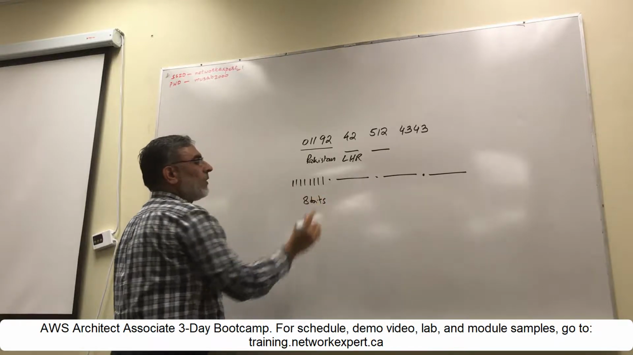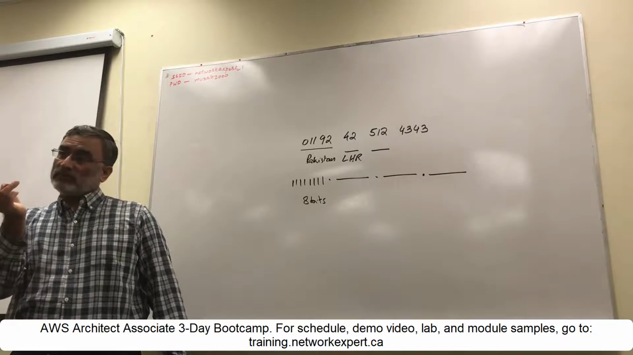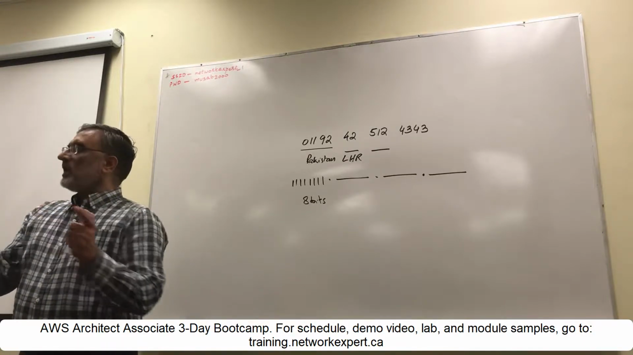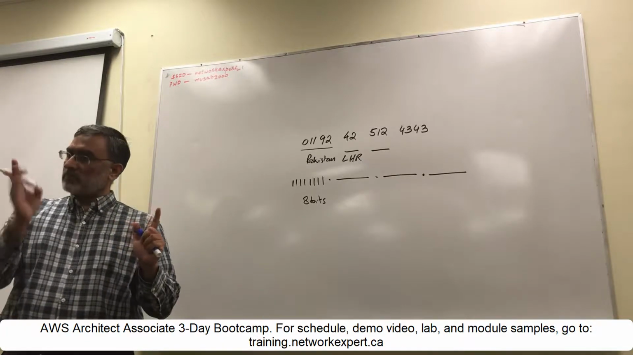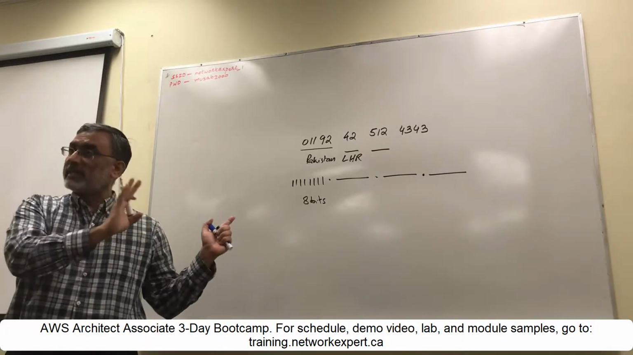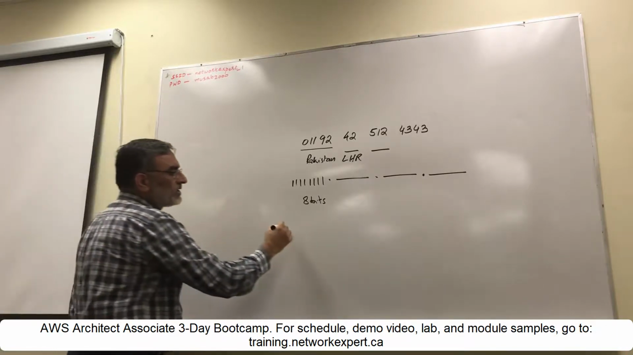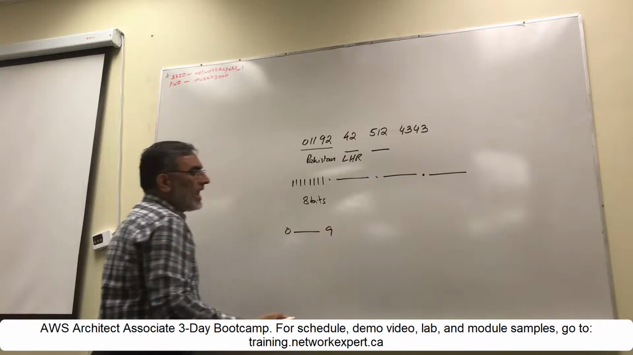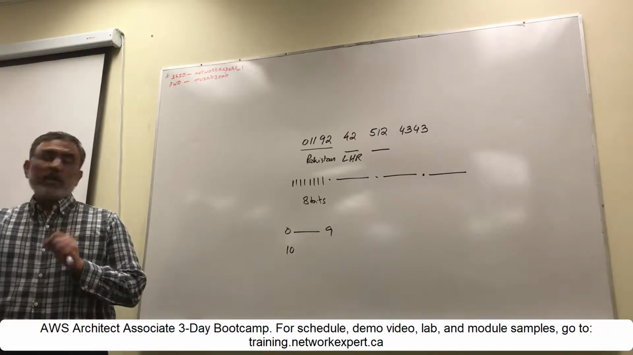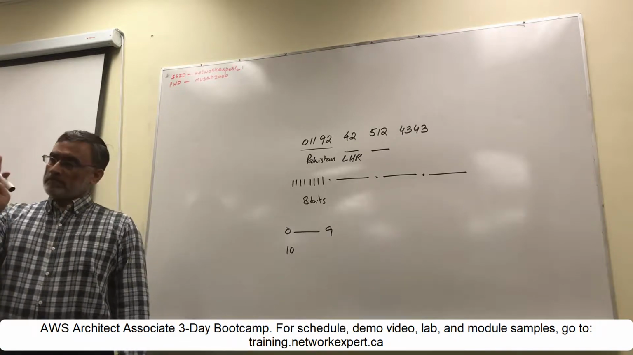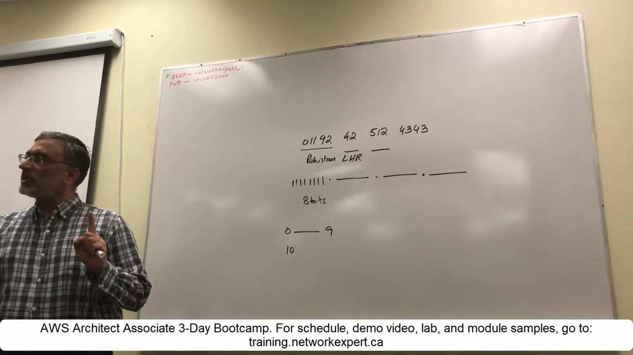Now, a bit is one number, either 1 or 0. Are you familiar with the binary system? Okay, I will give you an example. You are familiar with the decimal system, right? We start from 0, we go to 9, and we say the next one is 10. So the base is 10. In binary, the base is 2. I will give you an example of how to change from decimal to binary and binary to decimal.